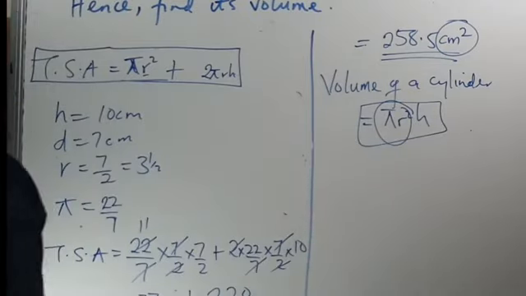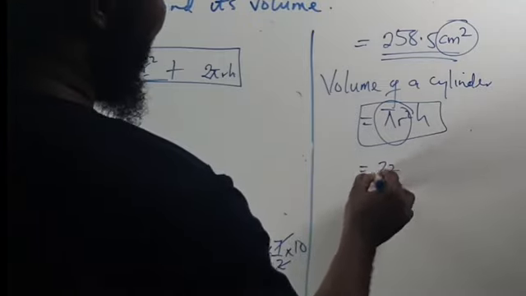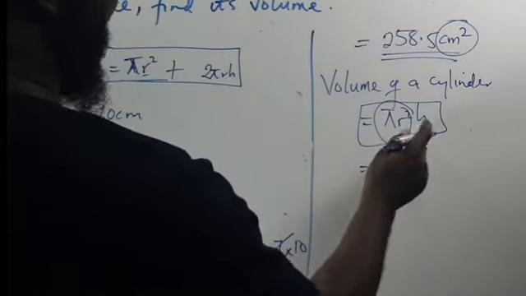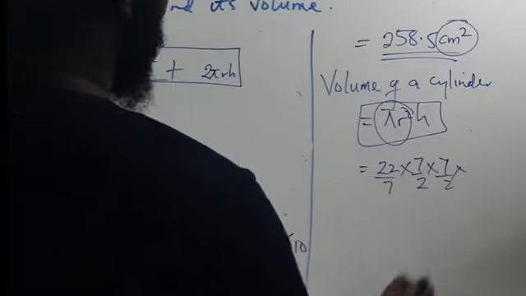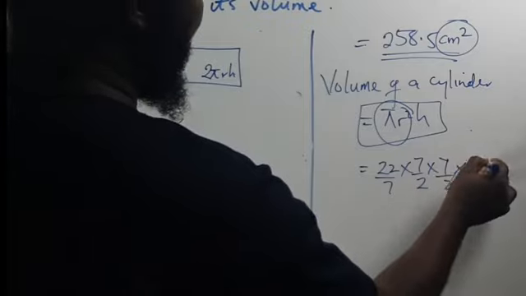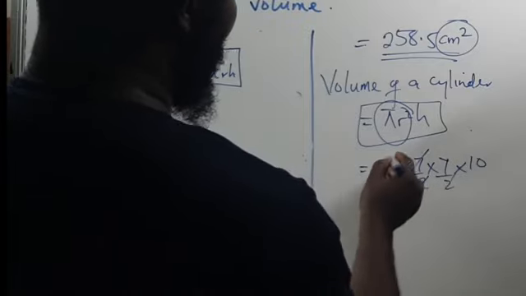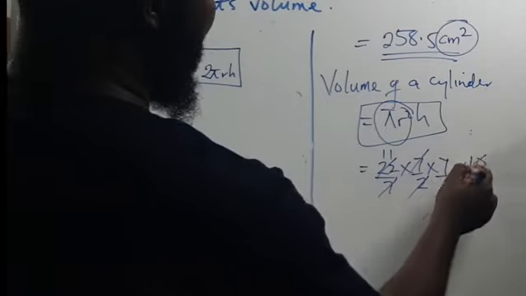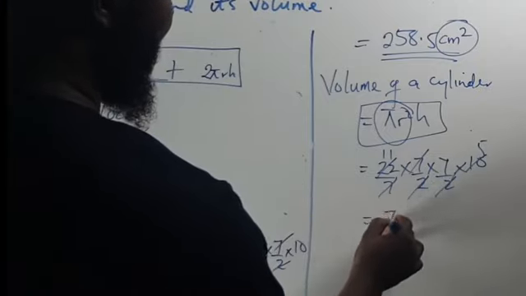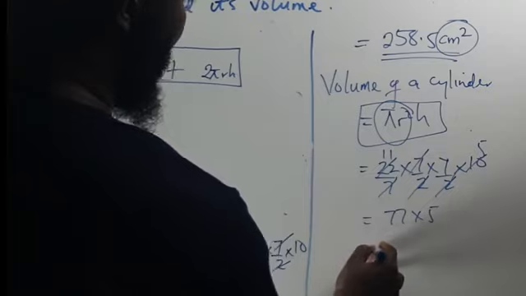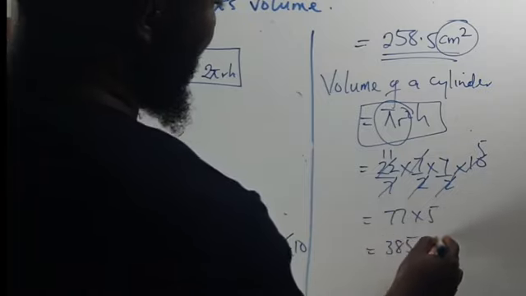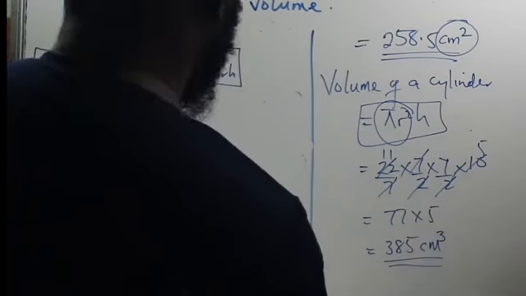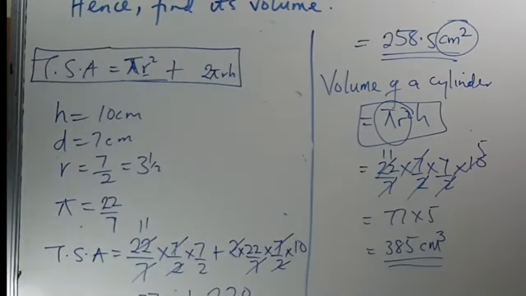So depending on what you are given, in this case, that will be 22 divided by 7 multiplied by r squared, that is 7 over 2 times 7 over 2, times the height, which is 10. So 7 cancel 7. 2 here, 1, 2 here, 11. 2 here, 1, 2 here, 5. So we have 77 multiplied by 5. So that is 385 centimeters cubed.